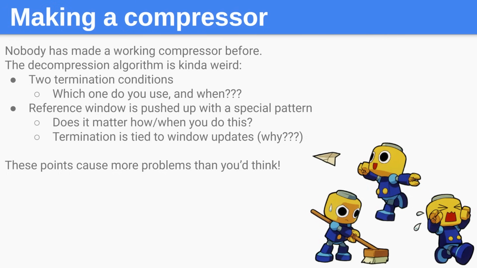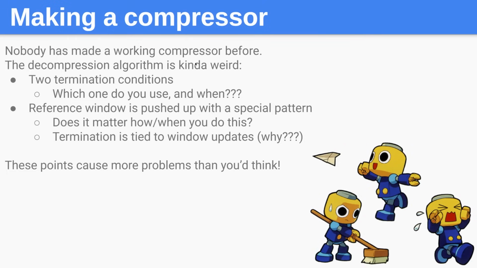A working compressor does not exist. We have to come up with one. Now, I've already explained why this decompression algorithm is pretty weird. It has two termination conditions, which leads to the question, well, which one should you use and in what conditions? The reference window gets pushed up with a special pattern, and it might matter exactly how you manage this reference window, because you have to do it manually for some reason. And termination is tied to how you push up the static window. Why it does this, I don't know.